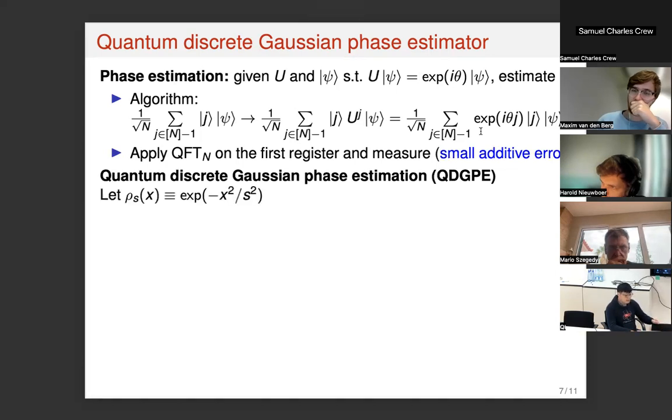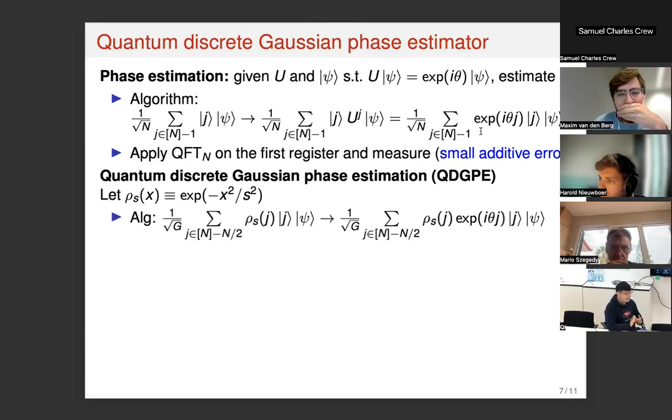So what we do is, instead of preparing the uniform superposition, we prepare the discrete Gaussian distribution. Here I introduce the notation rho s of x, which is the Gaussian, exponential of minus x squared over s squared, with the standard deviation s. And our algorithm is quite straightforward. At the very beginning, we prepare the quantum state, say rho hj, which is a quantum state from minus capital N over 2 to capital N over 2. And then here's the discrete Gaussian.